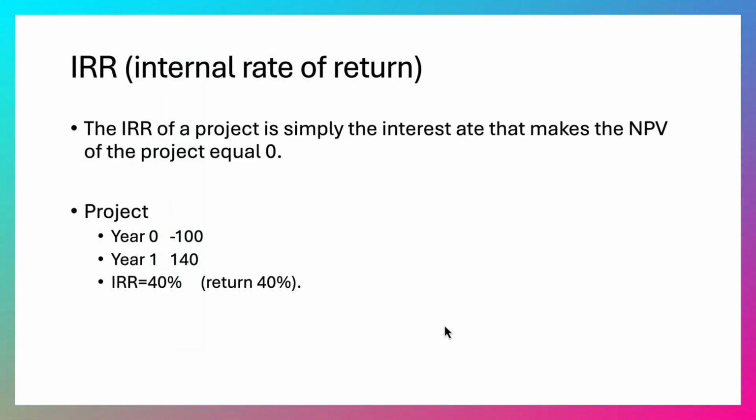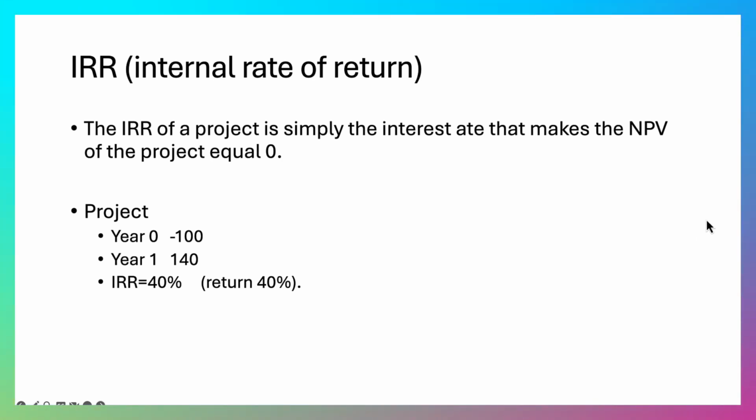In this short video, I'm going to introduce a term in finance that is IRR, i.e. internal rate of return. The internal rate of return of a project is related to the net present value. So the IRR of a project is simply the interest rate that makes the net present value of the project equal 0. So let's look at the example here.